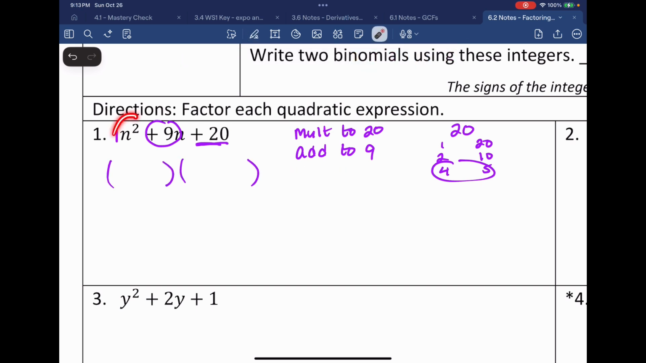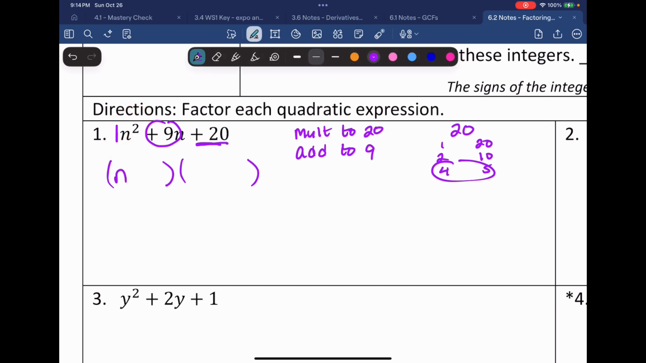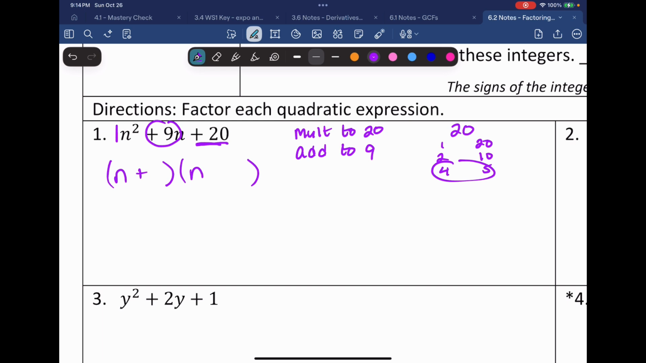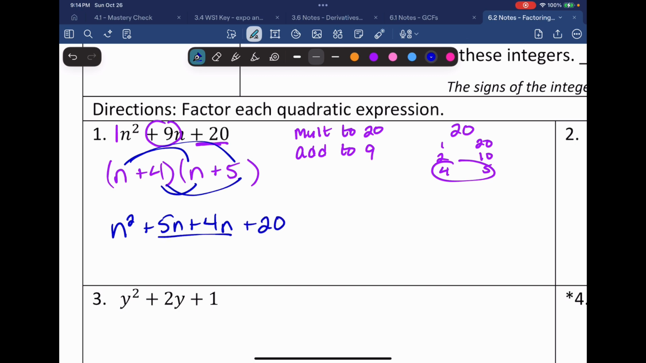Okay, so start with your n squared. What 2 terms, when you multiply them together, get you an n squared? N times n. What goes next? Positive 4, positive 5. Now, where did the 9 go? If we redistribute, combine your terms, that's where your 9 went. It's built into your factors.